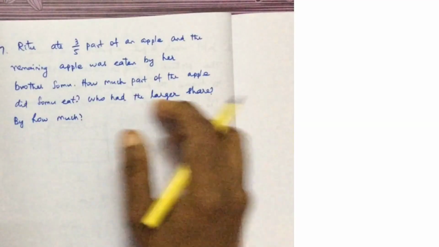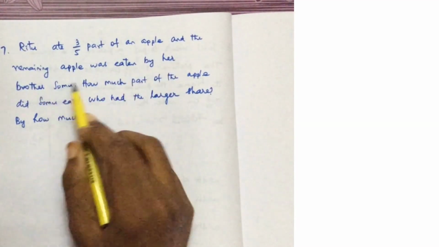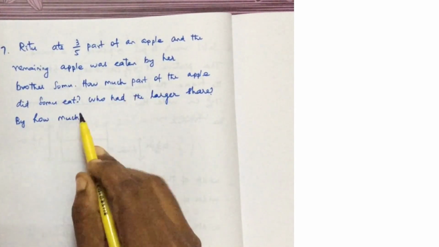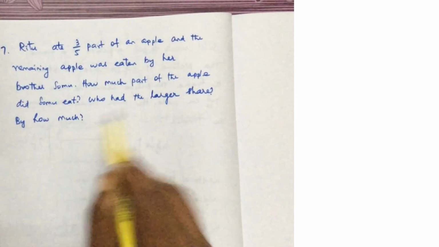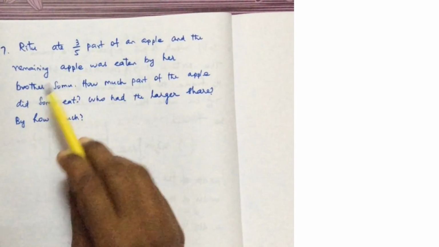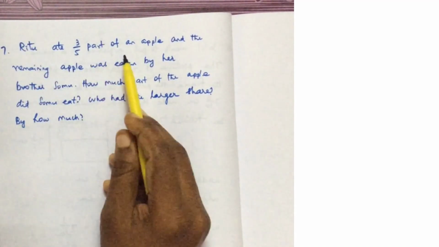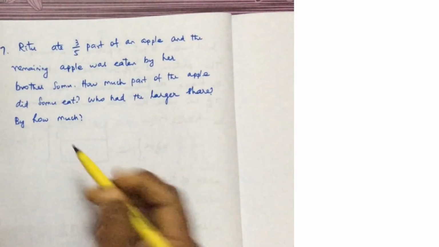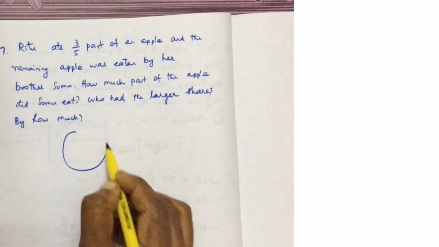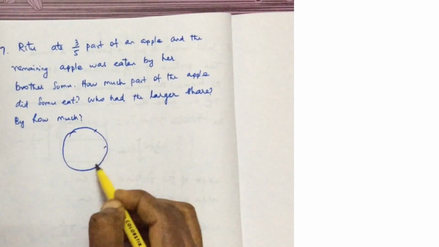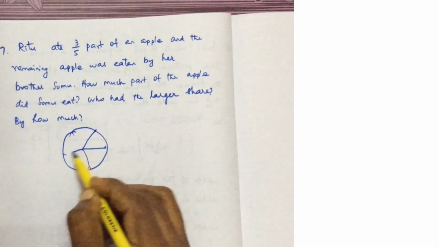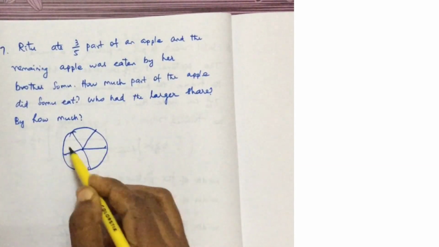Ritu ate 3 by 5 part of an apple and the remaining apple was eaten by her brother Somu. How much part of the apple did Somu eat? Who had the largest share? By how much? Let me draw something. 1, 2, 3, 4, 5.